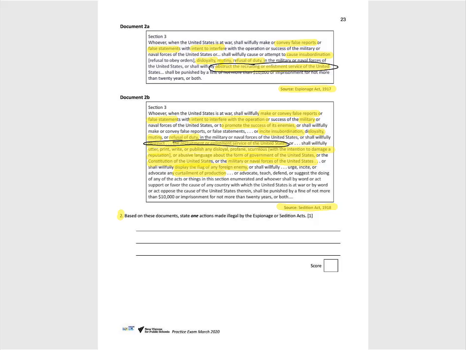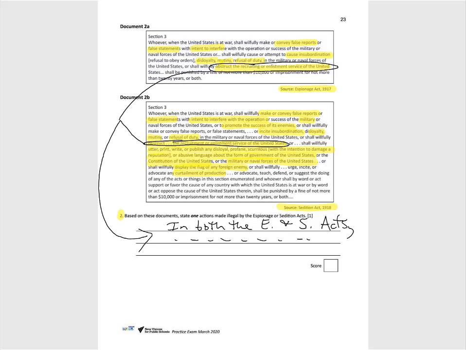That, if you remember correctly, is what Charles Schenck was doing when he was issuing his leaflets telling people to refuse service. Okay, so you're stating one action made illegal. You can combine these two things and simply say, in both the Espionage and Sedition Acts, and then summarize the point that the obstruction of the recruitment or enlistment of the United States services was made illegal.